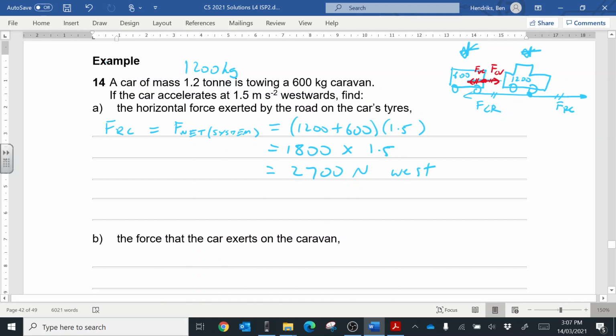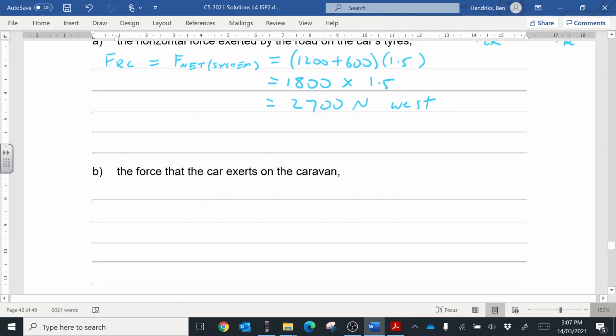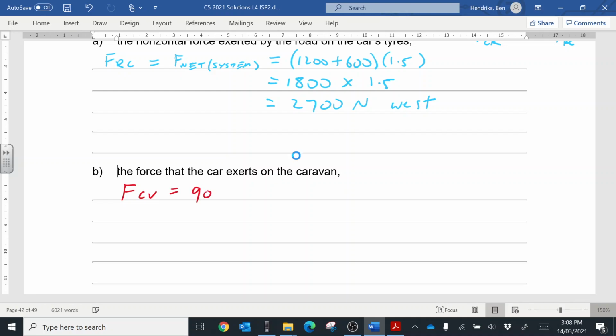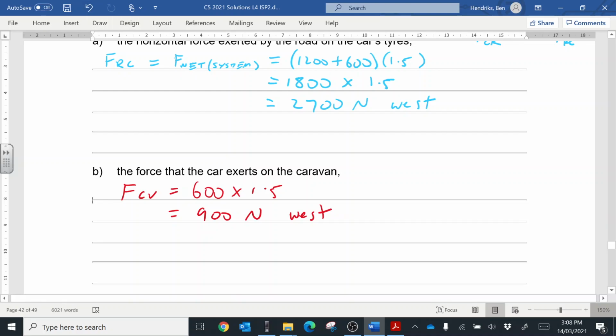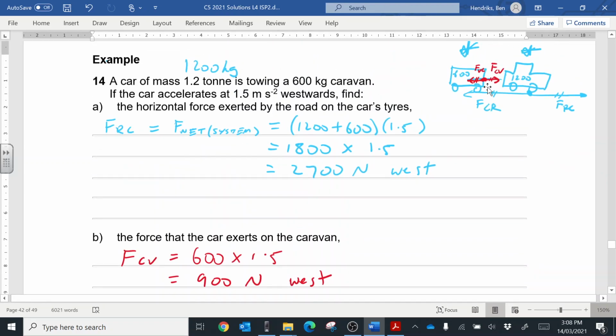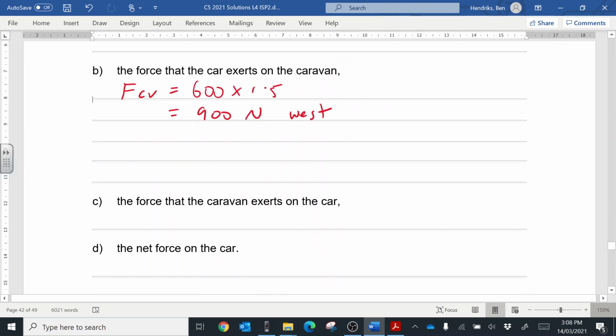So in order for the car to move the caravan, it's equal to the mass of the caravan, which is 600, times the acceleration of the caravan, which is going to be equal to 900 newtons, and the caravan moves west as well. So the car must have put a force of 900 newtons west, and that goes through the coupling of the tow.